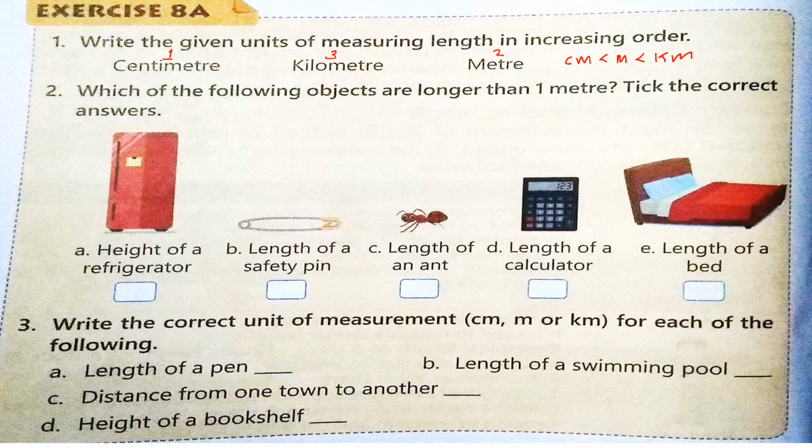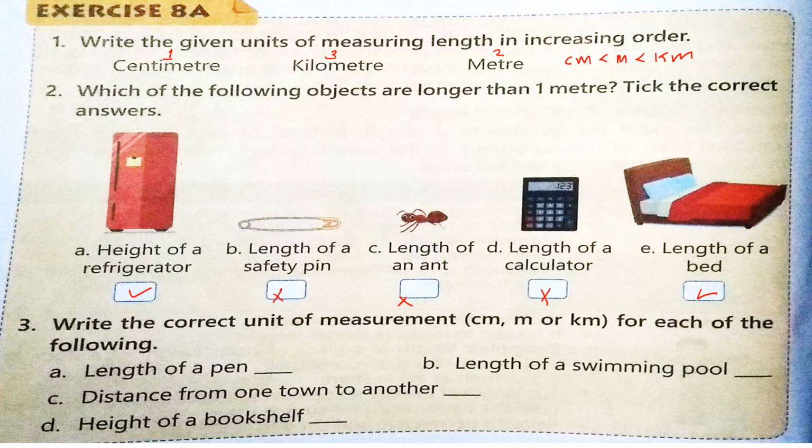Okay. Now, which of the following objects are longer than 1 meter? We have to assume 1 meter. So take the correct answer. This is the height of a refrigerator, as you can see. So try and stretch your hand. This is the height we need to tick. This is a safety pin, very small. Length of an eraser, very small. Length of a calculator, very small. And length of a bed is, yes, longer than 1 meter. Got it? These are not more than 1 meter.